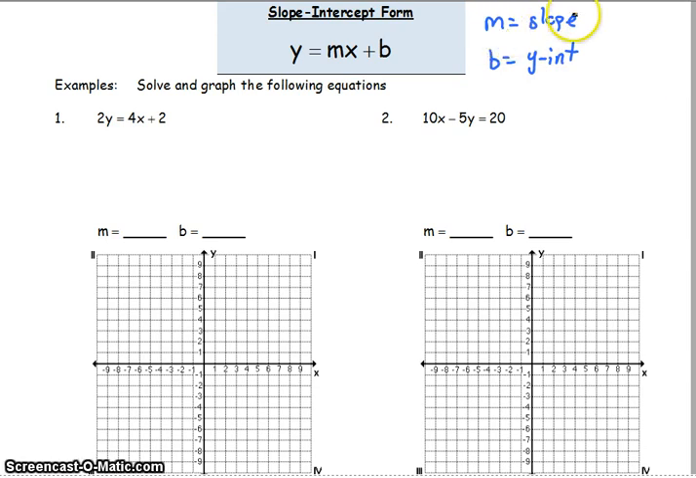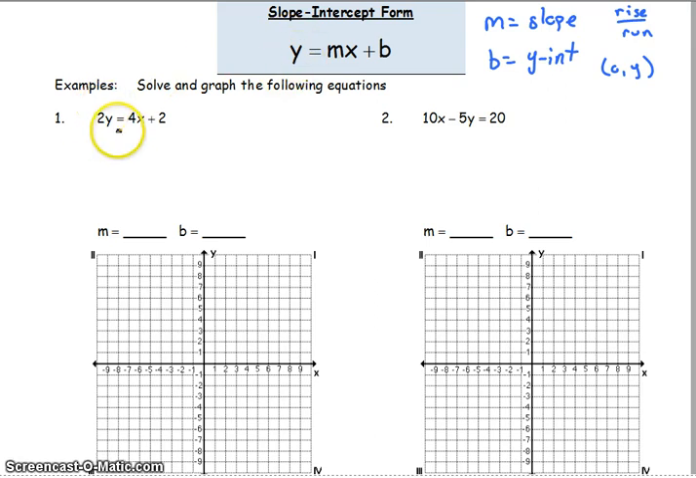M is how you move. It's your rise over your run. B is where you begin. It is always an ordered pair, 0, y. And it's always on the y-intercept, on the y-axis. So to start, we have to make our equation look this way.